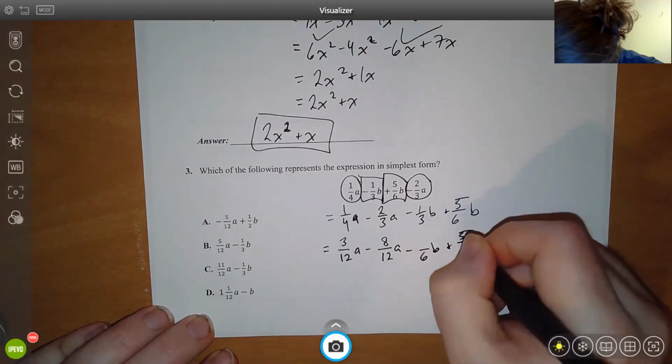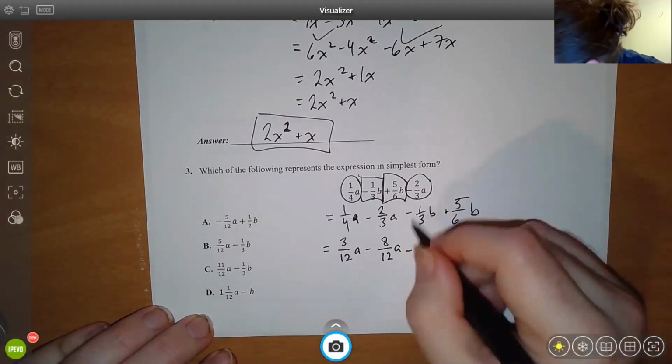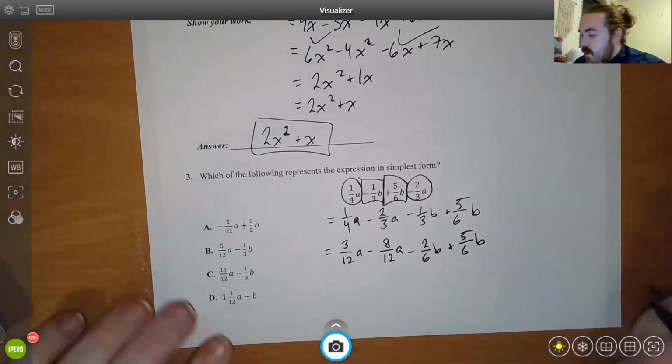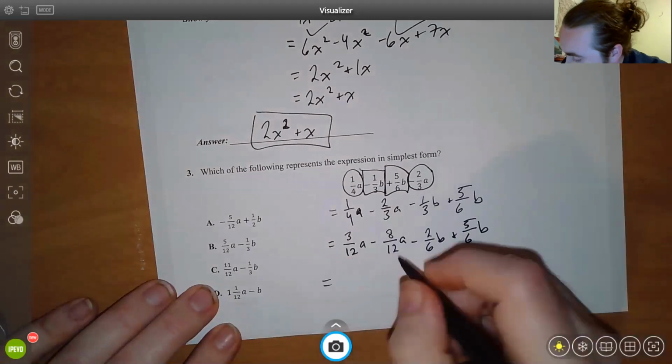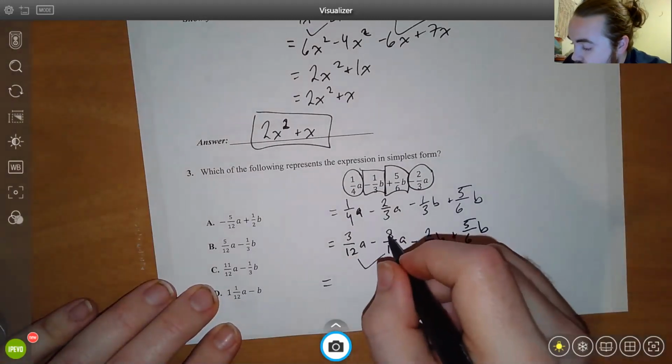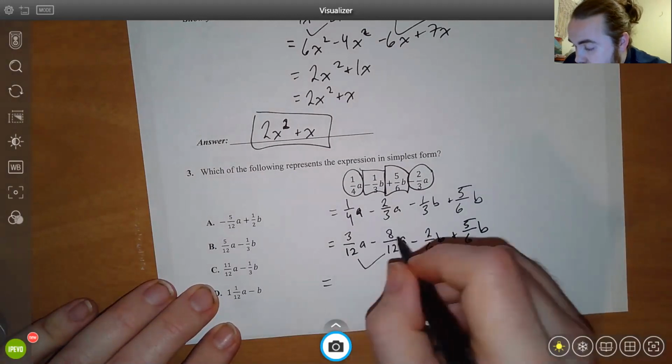So 5, 6 stays the same. But 3 times 2 is 6. So 1 times 2 is 2. All right, now combine like terms. 3/12 A minus 8/12 A. Well, 3 minus 8 is 5, but it's negative because the 8 is larger.